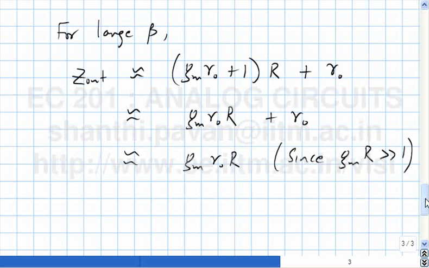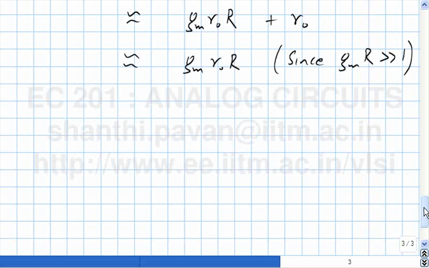So, in other words, if Gm R is chosen to be much, much greater than 1, you can neglect all these extra characters and basically focus on this guy here. And what is the moral of the story? What is this guy telling you? If you didn't have the resistor, if you just had the common emitter amplifier, the output impedance would be R0. Now, because you have the resistor in the emitter, the output impedance is increasing by a factor Gm times R.